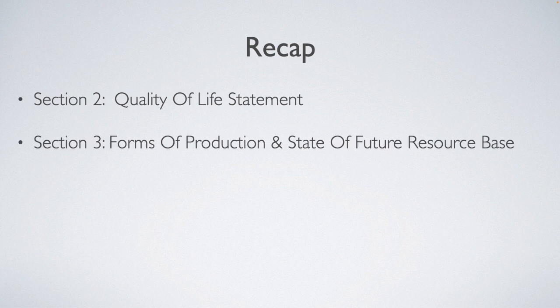In section 3, we talked about profit and how your homestead needs to be profitable and how that profit can come in many different forms beyond dollars and cents or line items on a spreadsheet. I then asked you to describe the forms of production that you will have to generate in order to sustain the quality of life you desire, such that for every distinct need within your quality of life statement, there was at least one form of production that can meet that need.